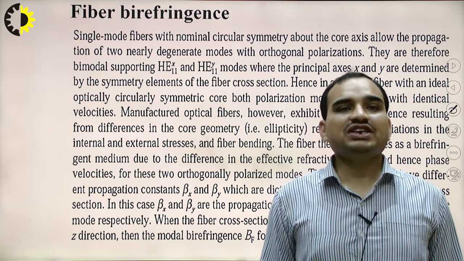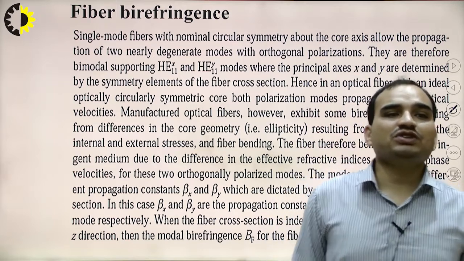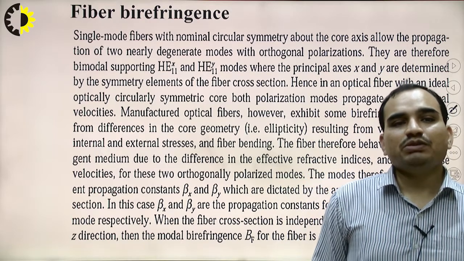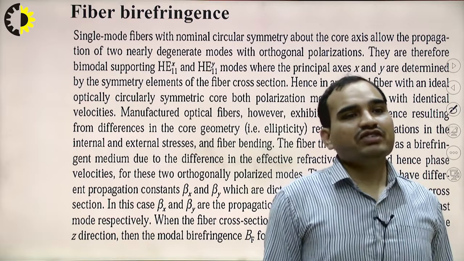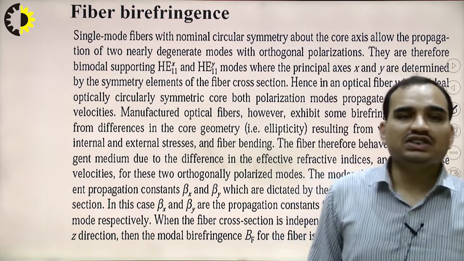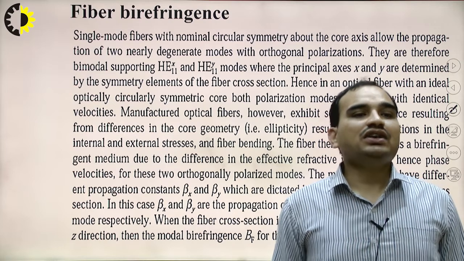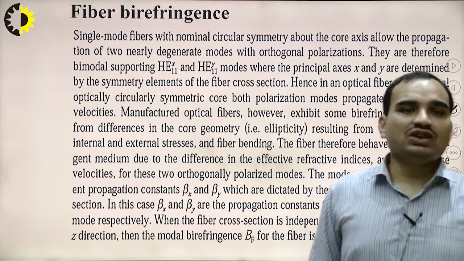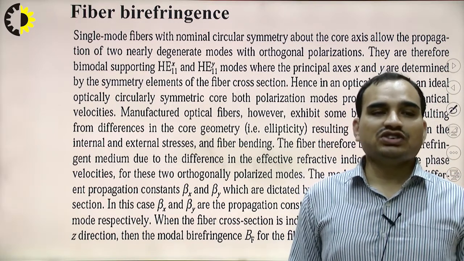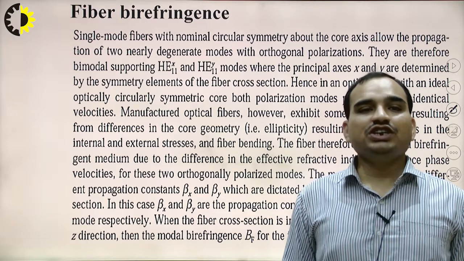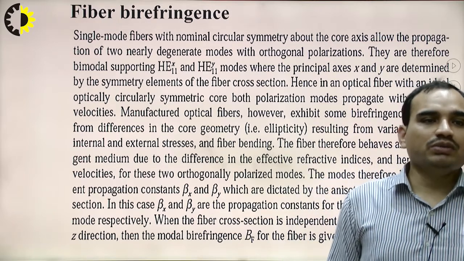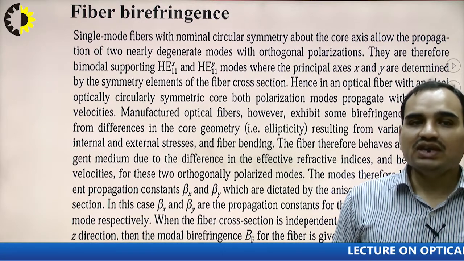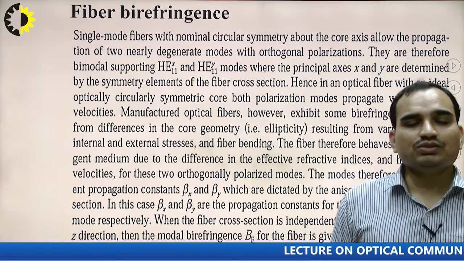Manufactured optical fibers, however, exhibit some birefringence resulting from differences in the core geometry, variations in the internal and external stresses, and fiber bending. The fiber therefore behaves as a birefringent medium due to the difference in the effective refractive indices, and hence the phase velocities, for these two orthogonally polarized modes. These modes therefore have different propagation constants, beta x and beta y, which are dictated by the anisotropy of the fiber core. So beta x and beta y are the propagation constants for the slow mode and the fast mode respectively.